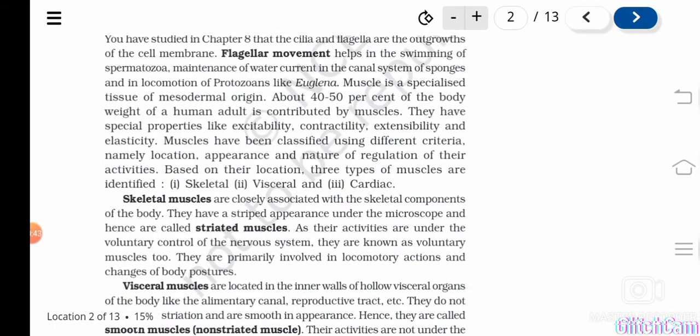You have studied that there are three types of muscles, isn't it? We have also seen in the lab different types of muscles: skeletal, smooth and cardiac muscles. These are the three different types of muscles, or you can say striated, unstriated and cardiac muscles. Skeletal muscles are striated. Why are they known as striated? Because they have a striped appearance, meaning dark and light bands can be seen in them.